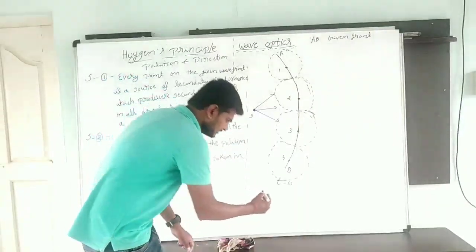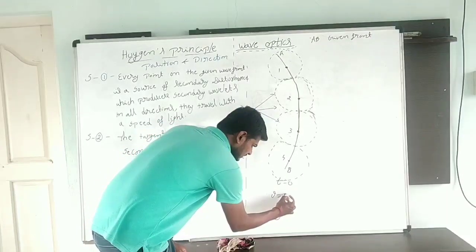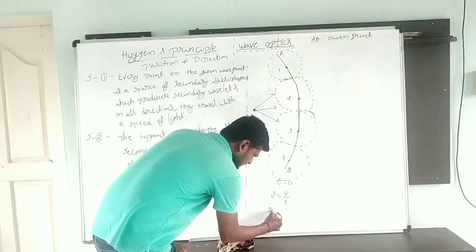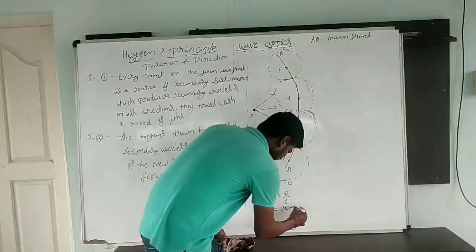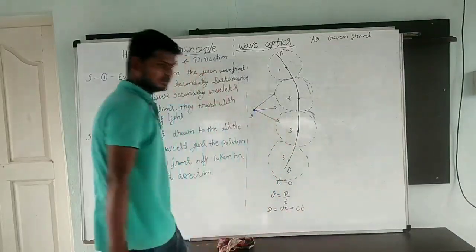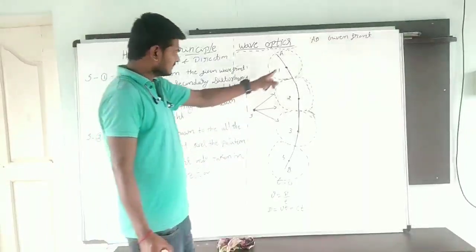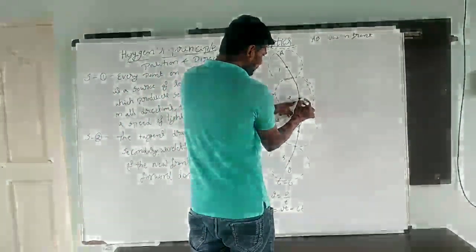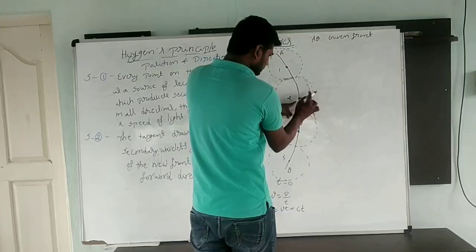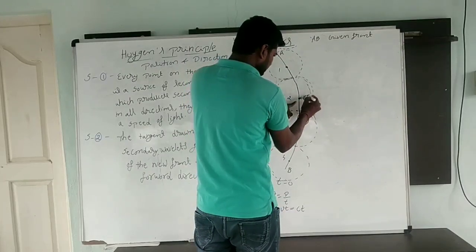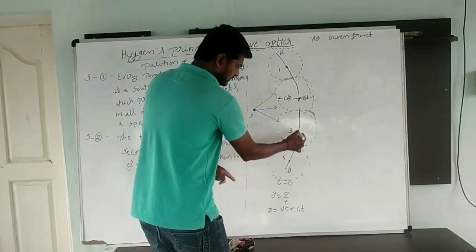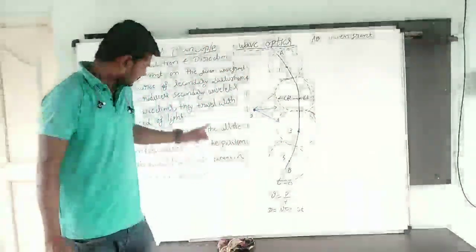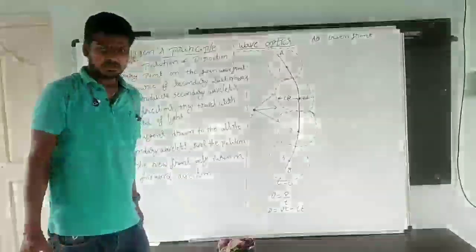How much distance? Simple. What is velocity? Displacement by time. So displacement means velocity into time. Velocity means the speed of light, C. Say this is the point. How much distance is it going to travel? CT. This side also CT, this side also CT. They travel with the speed of light over the distance.